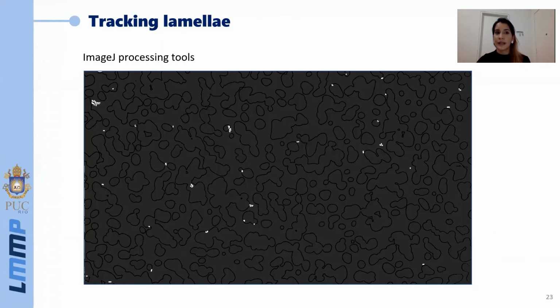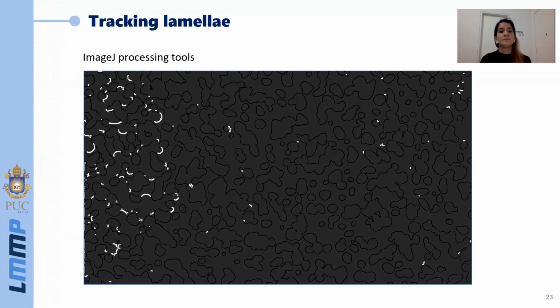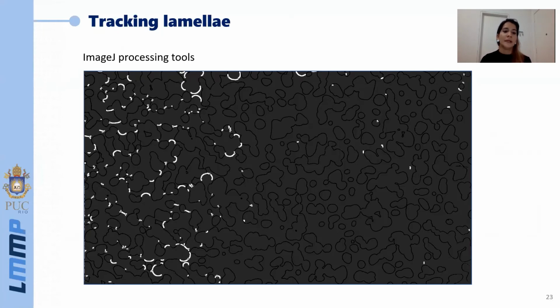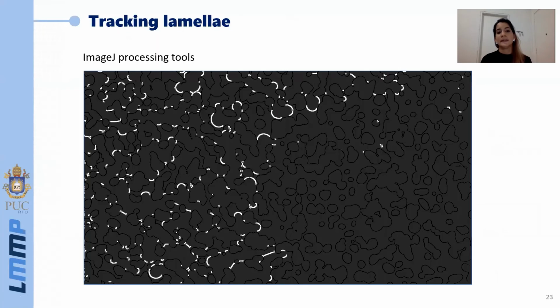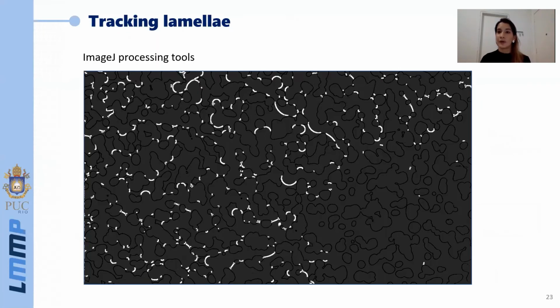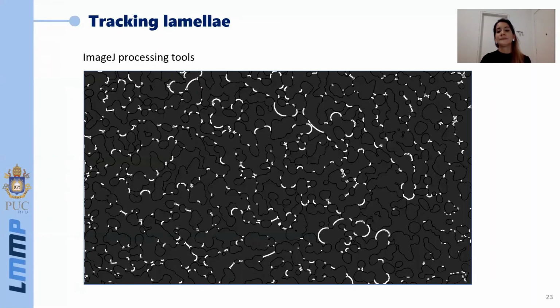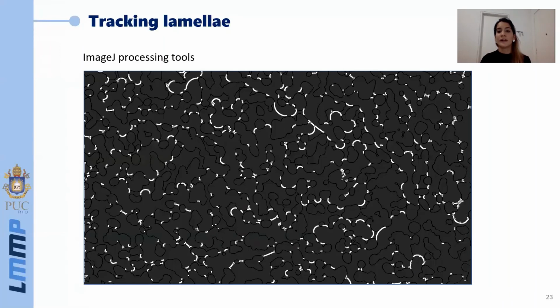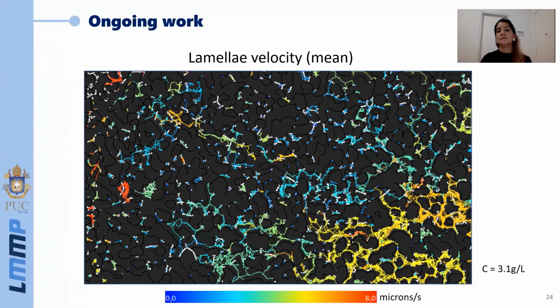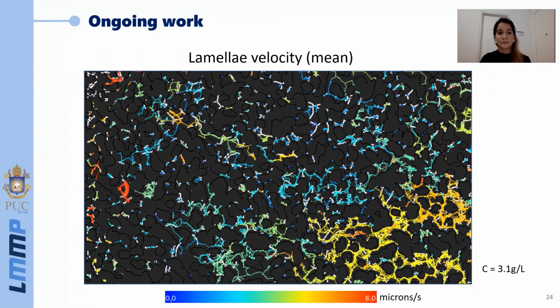Now we are working to track the lamellae, so we are using another ImageJ processing tool. At this step, we are using a video, and we can see the lamellae flowing. We can track their properties. We can know all the velocities and the positions. We can have data like this one.